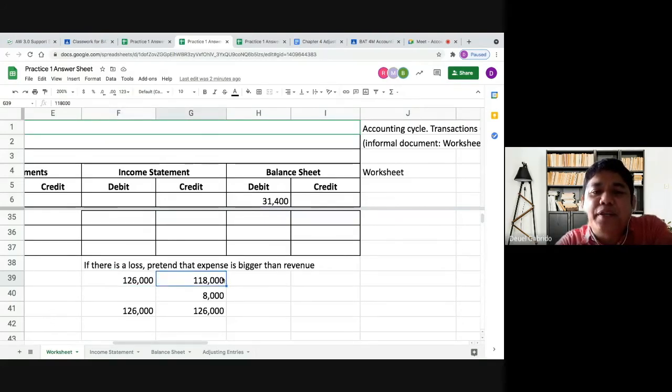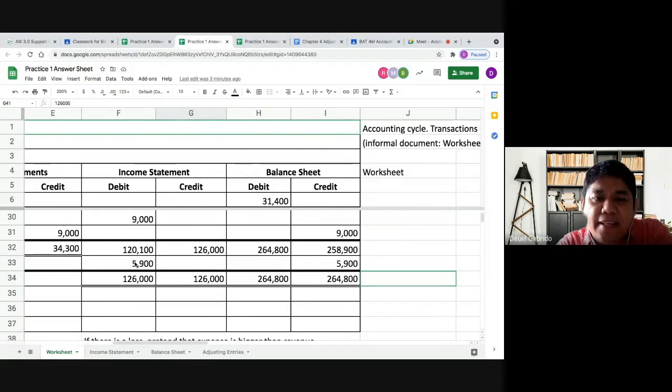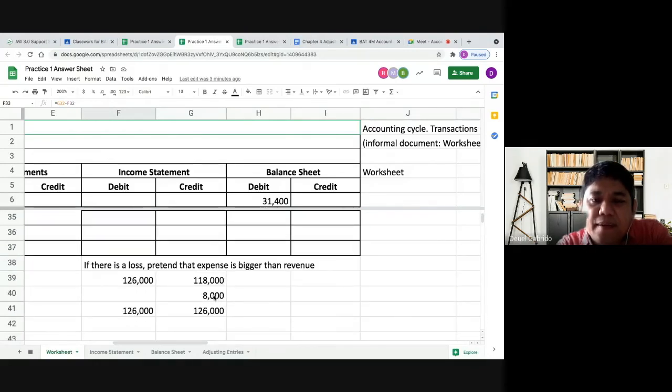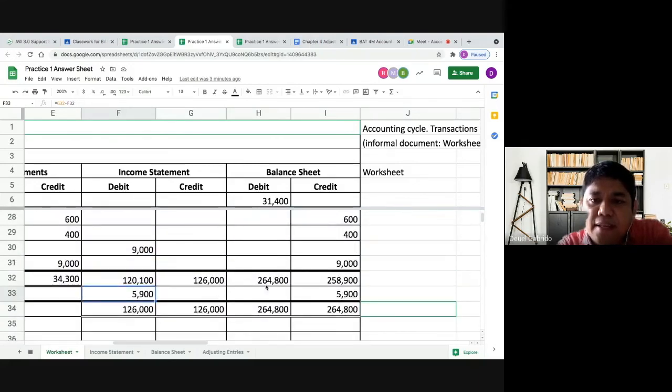So therefore, in the presentation, guys, you just bring down 126, which is bigger, copy. And then the difference is called a net loss. Do you understand that? A net loss. You put it on the right side, unlike here, if it's an income, you put it on the left. And also, of course, guys, in the balance sheet, the 8,000 here in the income statement is on the right, but in the balance sheet, it should be on the left. Do you understand that? Let me know if there is a question. Are we good?